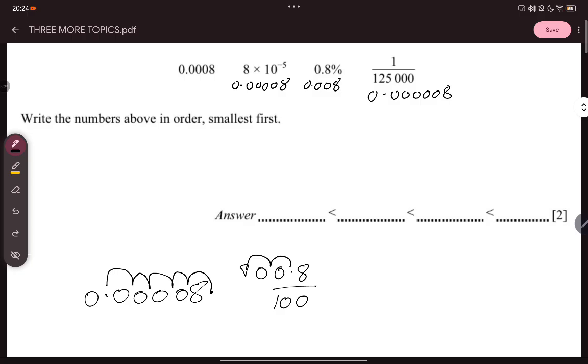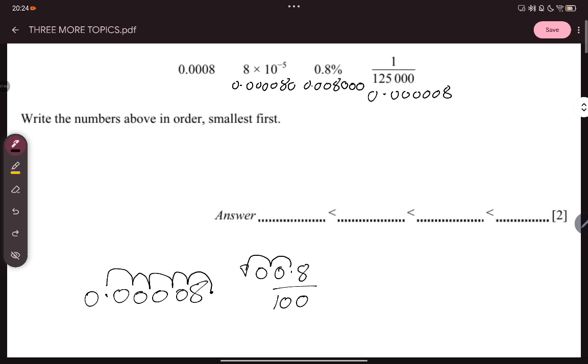Right, in order to properly compare these, what we need to do is write them all so they have the same number of digits after the decimal point. So the last one there has 1, 2, 3, 4, 5, 6 digits after the decimal point. So the 0.008, I'm going to put another 3 zeros there, so it has the same number of digits after the decimal point.